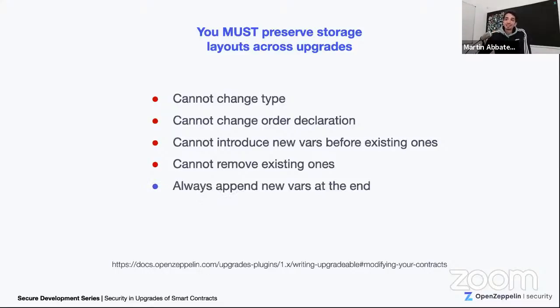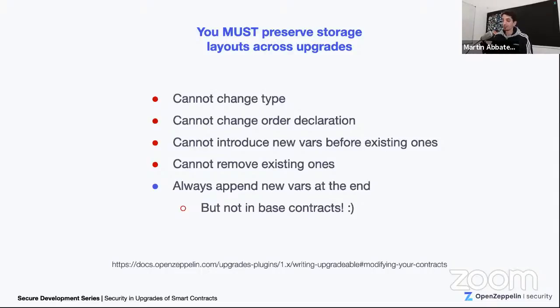But you can always append new variables at the end of the storage, right? So you have, let's say, 10 variables written, and you add the number 11 at the bottom, and you should be okay. But not in base contracts, right? If you do that in base contracts, you end up again changing the storage layout and causing problems in the entire inheritance chain. So preserving storage layout is not that easy.